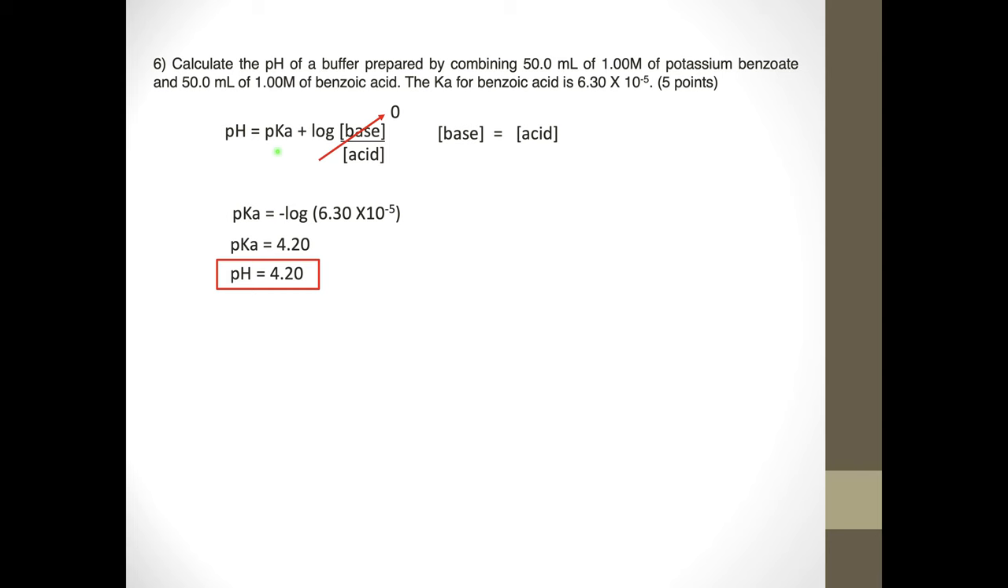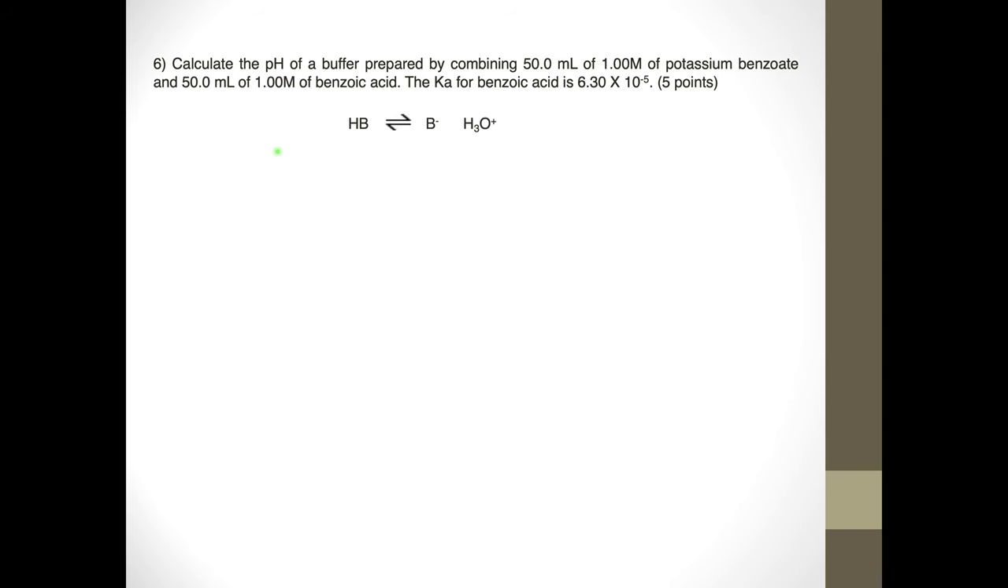Another way to approach this problem is the ICE table. We have HB, that is the benzoic acid, producing the benzoate here and the H3O+. I forgot again to put the plus here, sorry about that. The initial concentration for both is going to be 1 and 1, and for the hydronium ion it is going to be 0. The change is going to be minus X for the reactants and plus X for the products. At equilibrium, we're going to have 1 minus X for the benzoic acid, 1 plus X for the benzoate ion, and X for the hydronium ion.